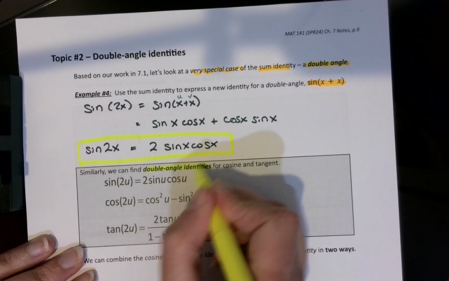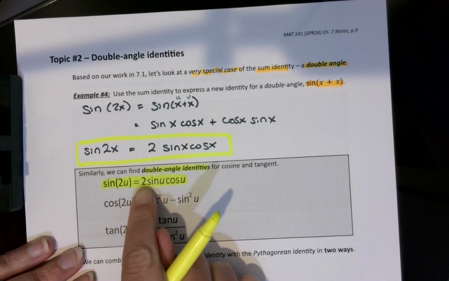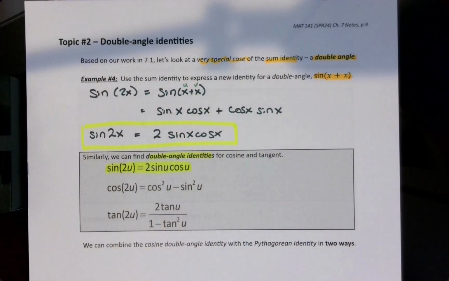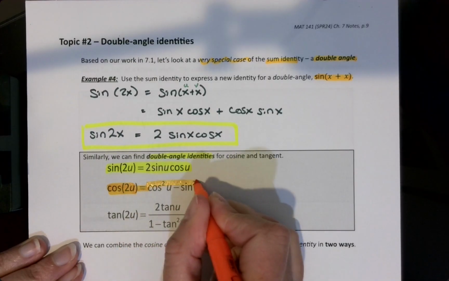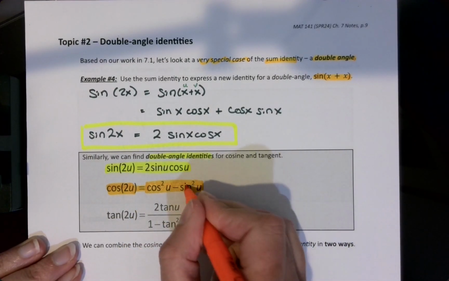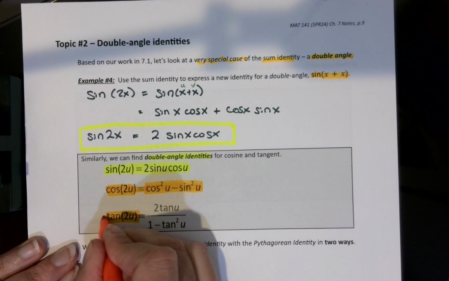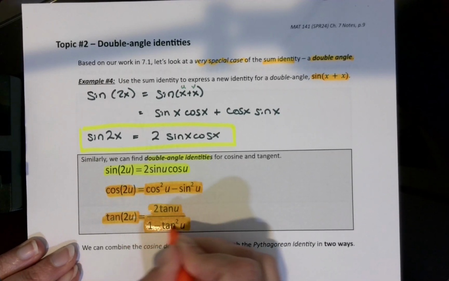This is the first of our double angle identities. Sine of twice an angle is equal to 2 times sine of the angle times cosine of the angle. Similarly, you can work out double angle identities for both cosine and tangent. So one of the double angle identities for cosine is cosine of 2u equals cosine squared u minus sine squared u. And the tangent of 2u is going to be equal to 2 tangent of u divided by 1 minus tan squared of u.